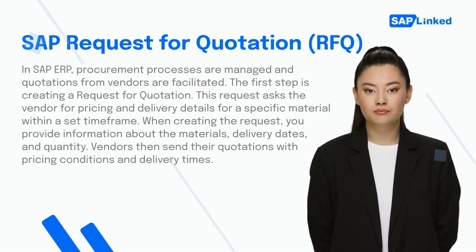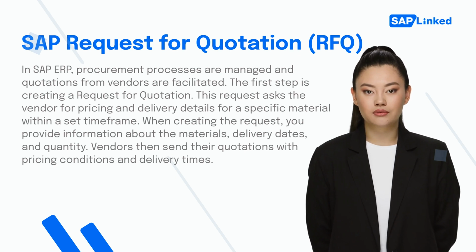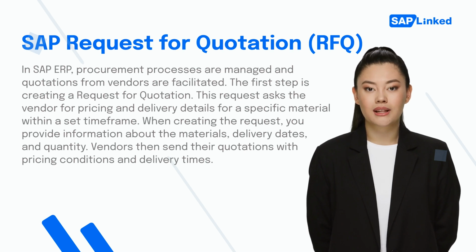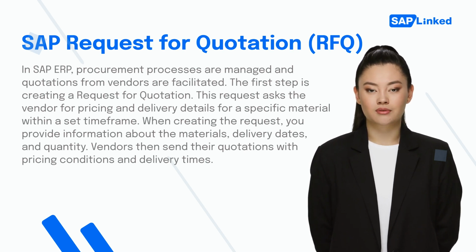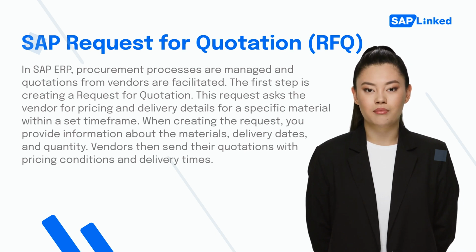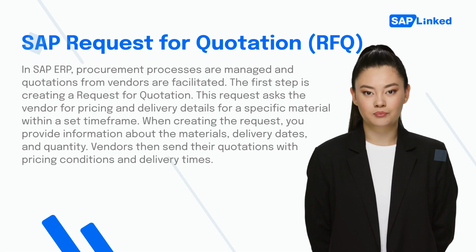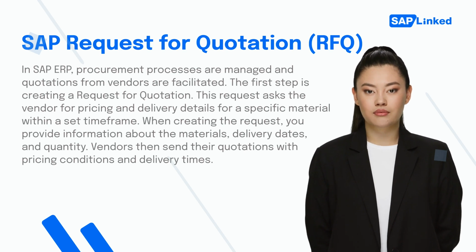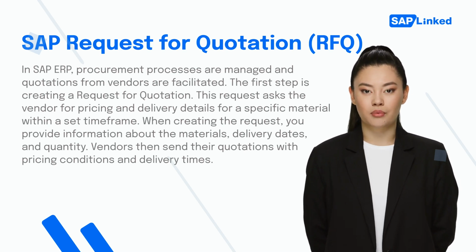This request asks the vendor for pricing and delivery details for a specific material within a set time frame. When creating the request, you provide information about the materials, delivery dates, and quantity. Vendors then send their quotations with pricing conditions and delivery times. The SAP Request for Quotation, RFQ, can be raised for both physical materials and service items. Here are the essential points for creating a request for quotation: material number, delivery date, pricing condition, source of supply.